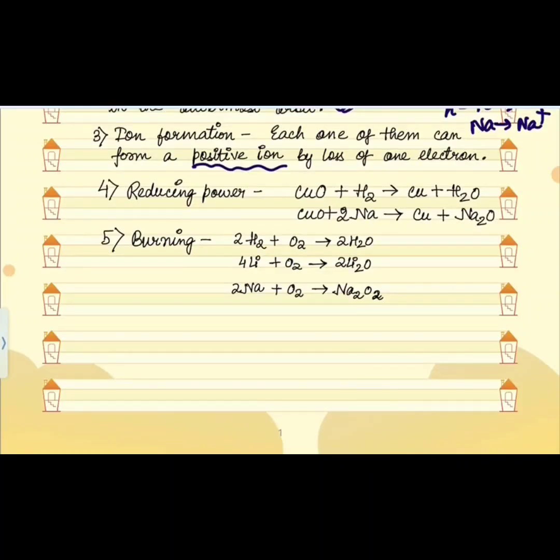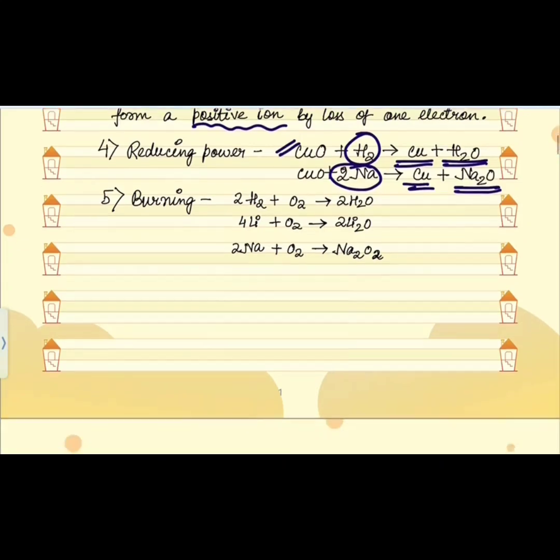Next, reducing power. The reduction tendency for hydrogen is the highest. Whenever we talk about reduction, it means hydrogenation, that is, addition of hydrogen is reduction. In the reaction of CuO, we are adding hydrogen, and it forms Cu plus H2O. This is the reducing power: it is reducing copper oxide to copper. Similarly, sodium can also react and form Na2O, and copper will be left as the only element. So it is possible in this case as well. So this is a similar property to that of the alkali metals.